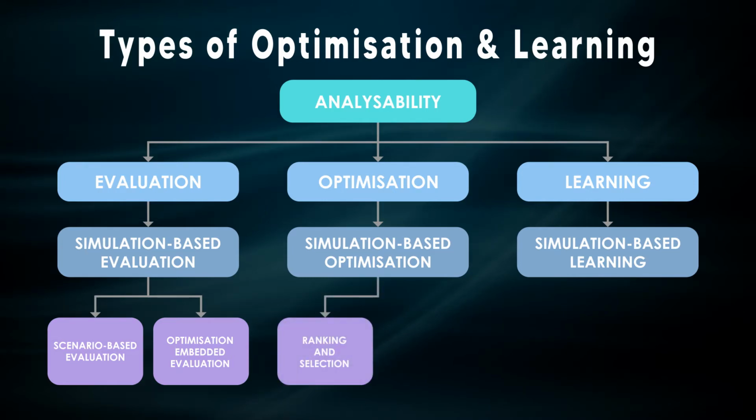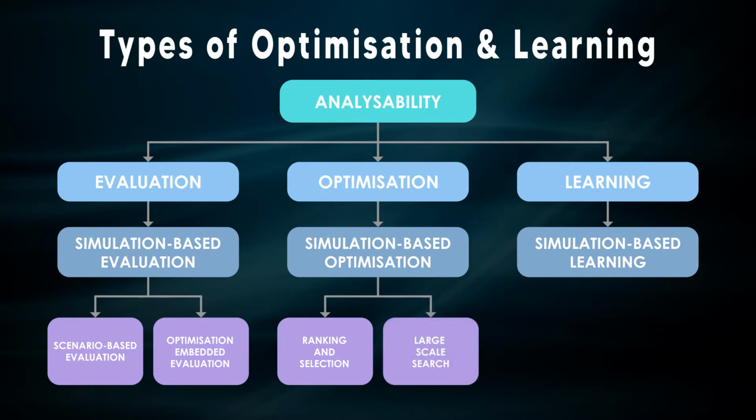Ranking and selection is a simple form of decision making. For example, determining the best port or warehouse layout or choosing the best combination of equipment. On the other hand, large-scale search involves the decision-making of design problems with parameters. For example, identifying the optimal number of trucks or automated guided vehicles in a fleet. The final level of analysability is simulation-based learning.